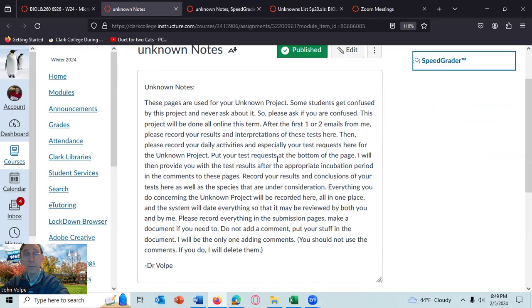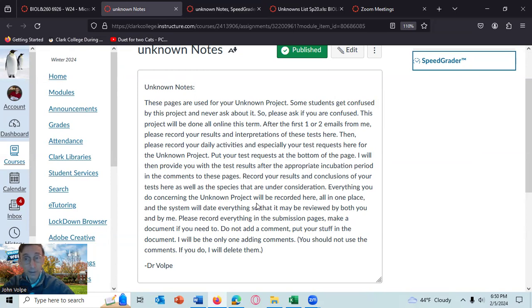So put your results that I send to you and put your conclusions from those results. And then anything else you need in this project should be recorded here as well. That way, everything in this project will be in one place. And then if you want to look it up or I want to look it up, we'll know where to find it. If you submit a test request by email, I'm not going to honor it.